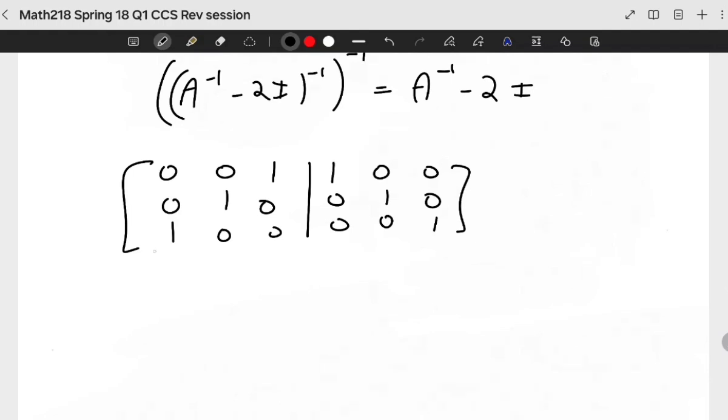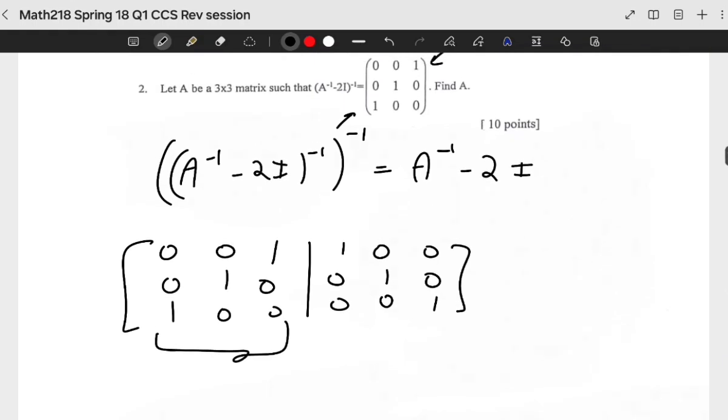So the process is basically just apply row operations to the entire row. So for example, if I multiply this row by 2, I'm going to multiply the entire row by 2. So I would get this. But my aim is to get this side to the reduced row echelon form, which in this case will be the identity matrix. Because I know that the reduced row echelon form of any invertible matrix is the identity matrix. And this matrix is definitely invertible because it's the inverse of some other matrix.